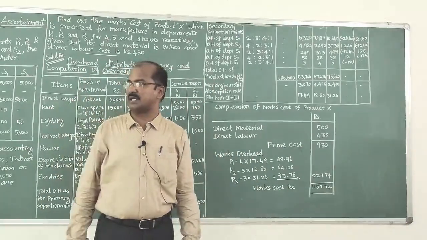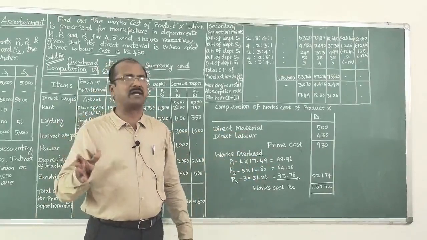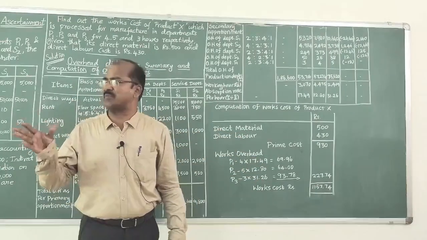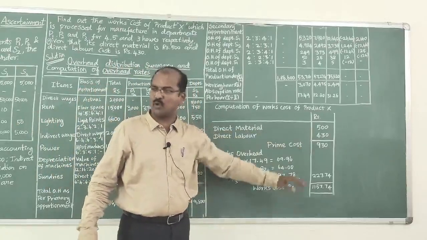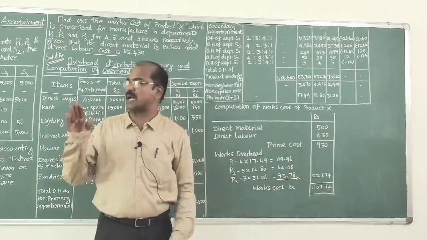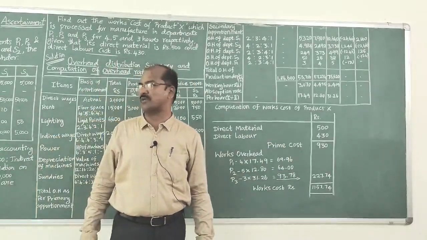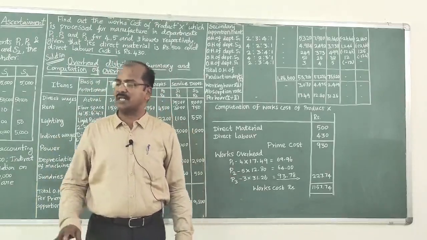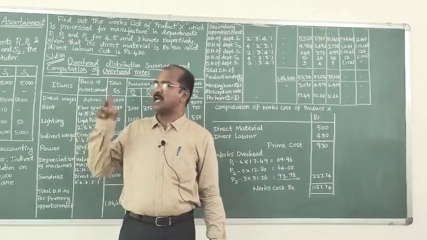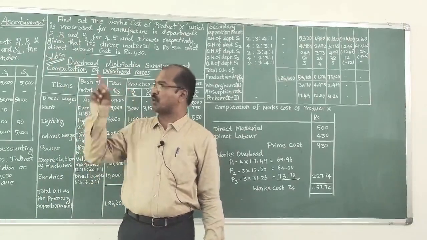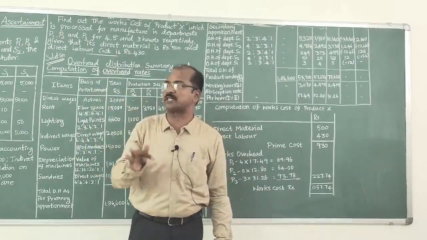1157 rupees 74 paise. So after we write the direct material cost and direct labor cost for manufacturing product X, which are nothing but 500 and 430 rupees, the total comes to 930, which is the prime cost. We now record the works overhead department-wise. See, the product is processed in 3 departments. They are P1, P2, P3. In P1, it is processed for 4 hours. In P2, it is processed for 5 hours. In P3, it is processed for 3 hours.